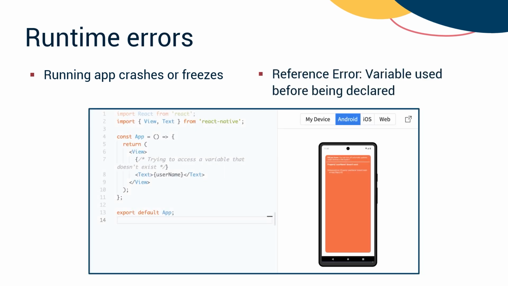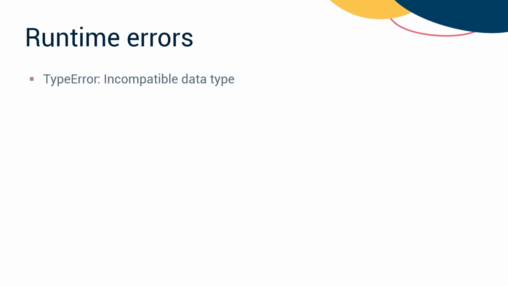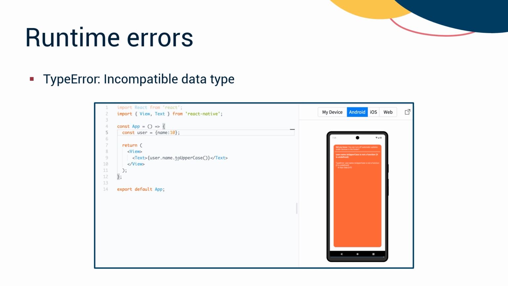Runtime errors happen while the app is running, potentially crashing or freezing it. Let's look at some examples of runtime errors. Reference error is thrown when a variable is used before being declared. Type error occurs when an operation is performed on an incompatible data type.